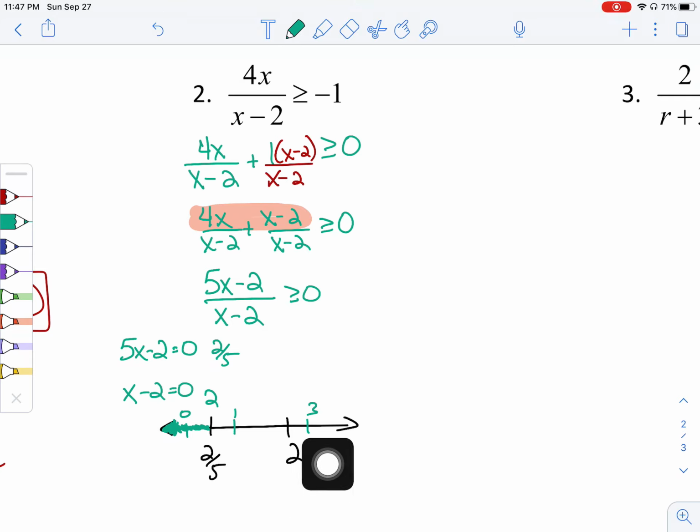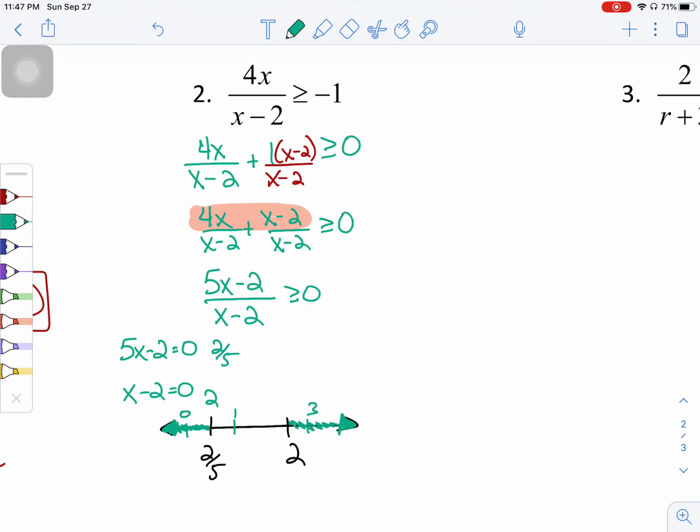I want to test 3 here and see what happens. So let's see, I've got 4 times 3 is 12. 3 minus 2 is 1. 12 over 1 is just 12. 12 is greater than -1. That is a true statement. So I can shade from 2 to infinity.